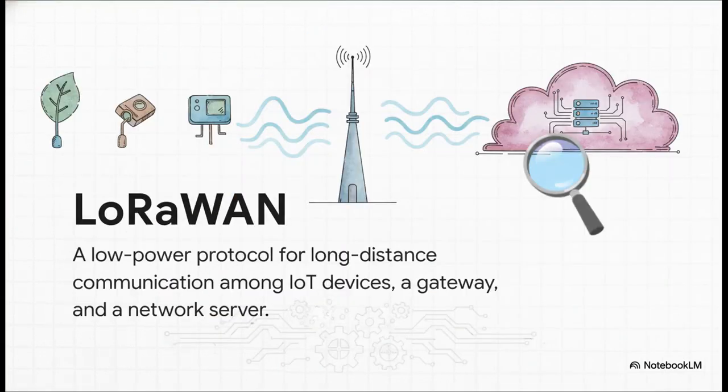So, first things first, what is LoRaWAN? Well, at its core, it's a protocol that lets these little low-power things, we call them end devices, send tiny bits of data over huge distances to a gateway. That gateway then zips the data over to a central network server, which is basically the brain of the whole operation. Simple idea, right? But in the real world, unbelievably complex.